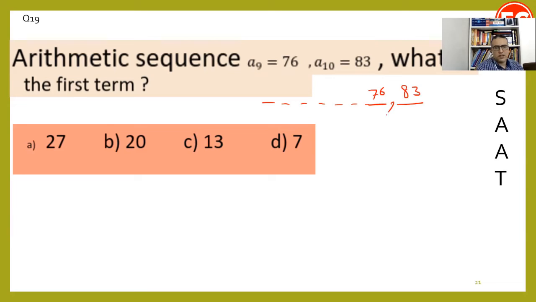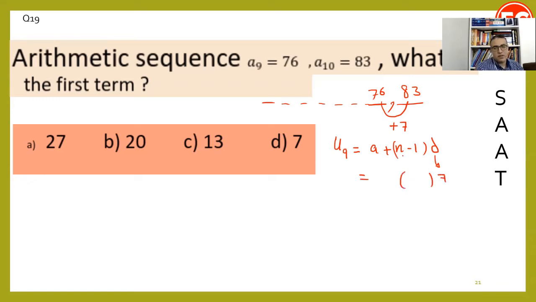Okay, so the difference between them will give me the common difference, the one that I'm adding or subtracting each time. From 76 to 83, I add 7. So every time I am adding 7. So I can go back 7, 7, 7, 7, 7 to check what is the answer, or I can use the rule that U9 is equal to A plus N minus 1 times D. D is the common difference, which is 7.